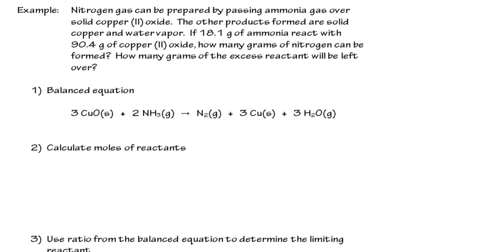All right, let's do a big limiting reactant calculation here. These are fun. At least I hope it's fun. It should be for you. We've got nitrogen gas being prepared by passing ammonia over solid copper oxide. The other products are solid copper and water vapor.